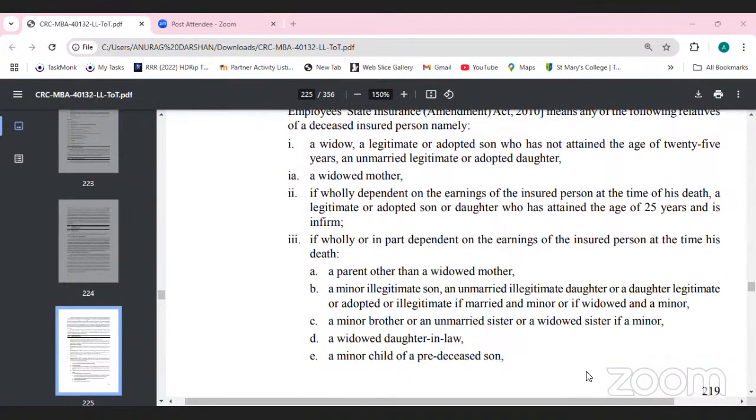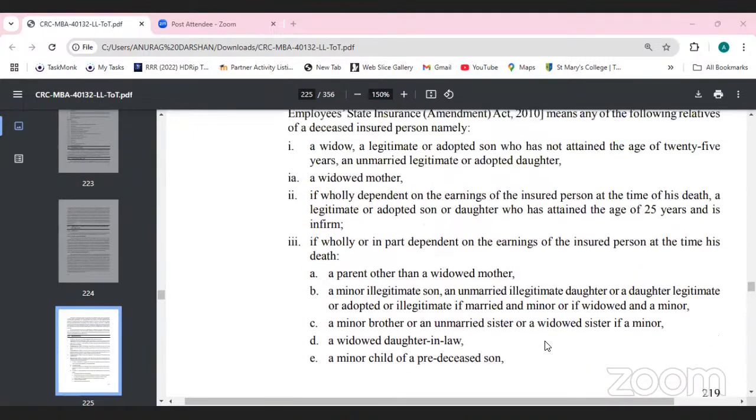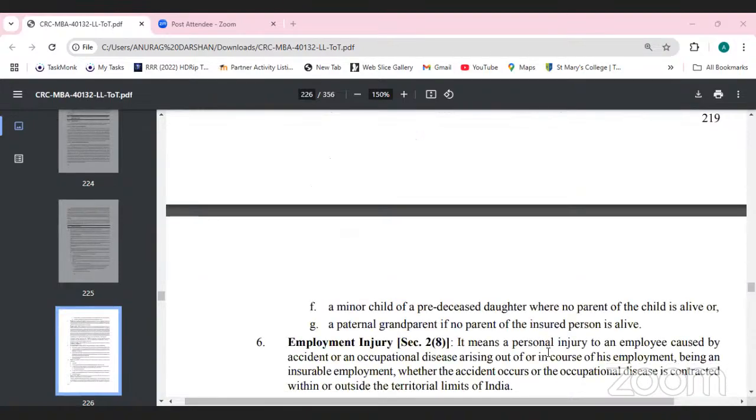A parent other than a widowed mother, a minor illegitimate son, an unmarried illegitimate daughter, or a daughter, legitimate, adopted or illegitimate, if married and minor or if widowed, a minor brother or an unmarried sister or a widowed sister, a widowed daughter-in-law, a minor child of a predeceased son, a minor child of a predeceased daughter where no parent of the child is alive, or a paternal grandparent if no parent of the injured is alive. So this is the definition of the dependent. If you have seen the Workmen's Compensation Act, we have seen the dependent definition and it is more or less the same.